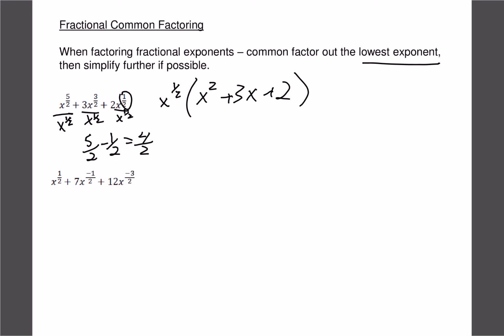And that's it. Once we take out our x to the half, you can see we get a regular polynomial. So we can actually factor that using normal sum and products. So we'd have x plus 2 and x plus 1. And that would be our final answer.